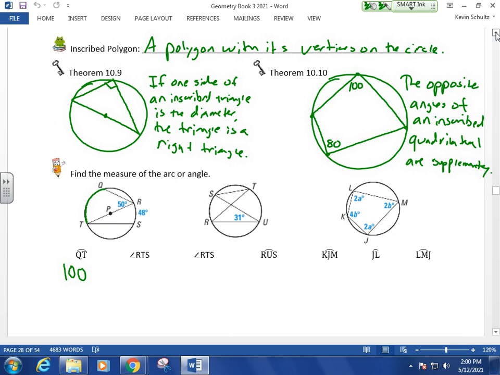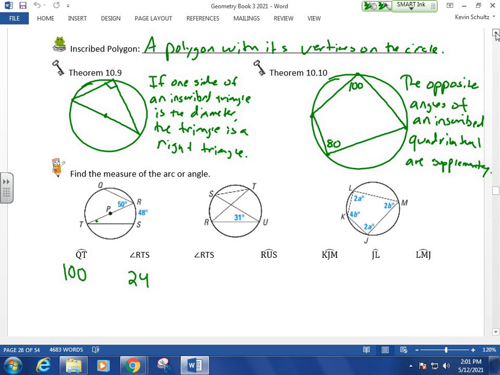RTS, meaning we're going all the way from R through point T and all the way around to S. Remember that, angle RTS. So this angle right there. What's that measure? Elise? It wouldn't be 12. Half of 48? 24. Yeah. 24. Because the arc that creates arc RS is 48.